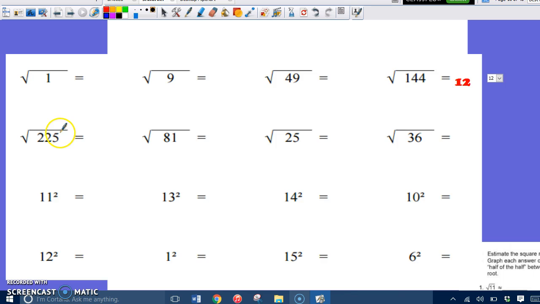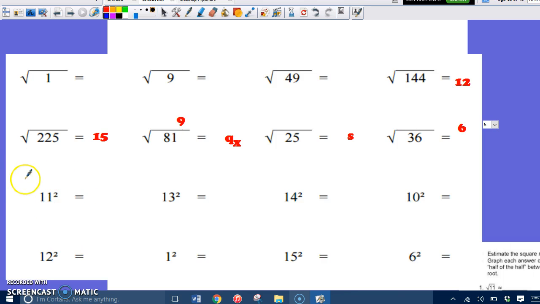What times what is 225? Answer is 15. What times what is 81? Answer is 9. 9 times 9 is 81. What times what is 25? Answer is 5. 5 times 5 is 25. Let me go back and fix that. Answer is 9. I have to be more careful with what I write. What times what is 36? 6. Okay, so you get the idea for these.